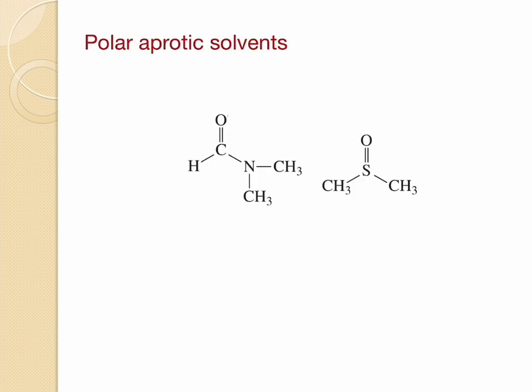Now let's see what's going to happen in polar aprotic solvents. Here are some examples for polar aprotic solvents. This is DMF, dimethyl formamide, and this is DMSO. And let's also draw the partial positive and negative charges on these molecules. So sulfur is an electron deficient atom, and therefore it should have a partial positive charge on it, and oxygen is electronegative, and therefore it should have a partial negative charge on it. Now let's say that you use potassium fluoride as a nucleophile. Potassium fluoride is going to get dissociated as K plus and F minus.